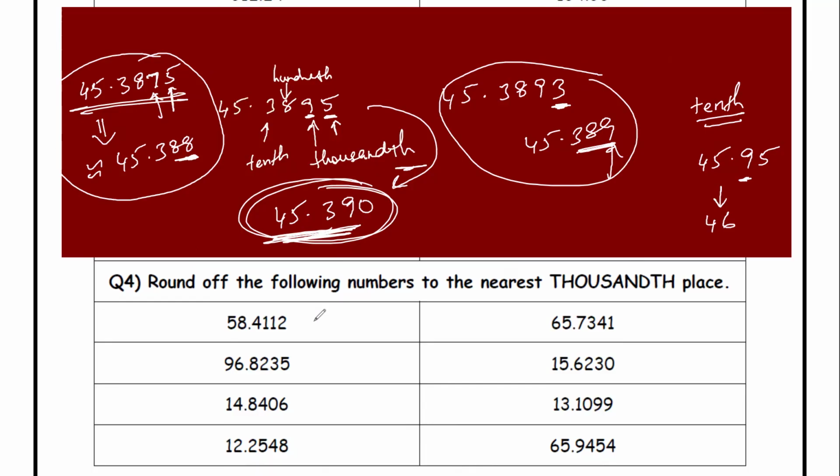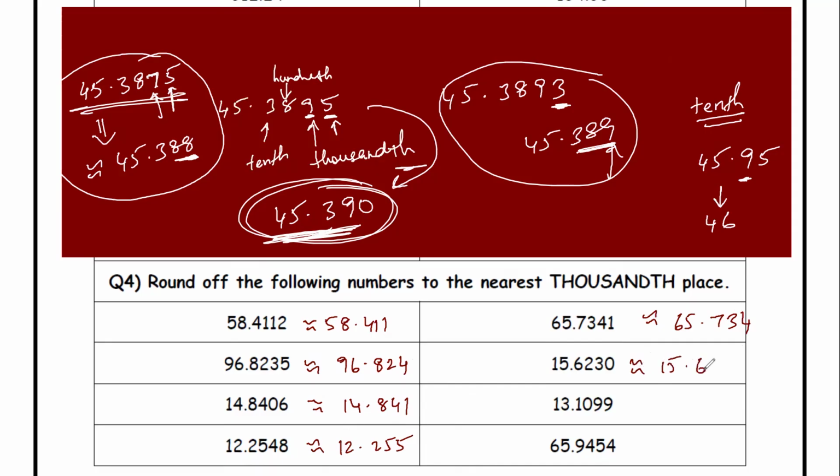So we have this one, 58.411, 96.824, 14.841, 12.255, 65.734, 15.623, that 0 doesn't matter, and 13.1. Now that one moves up, so it becomes 110, but it just stops at 11, because 13.11 is the same thing as 13.110.